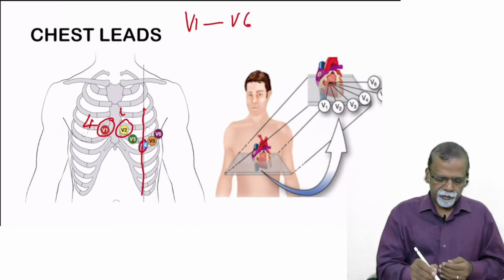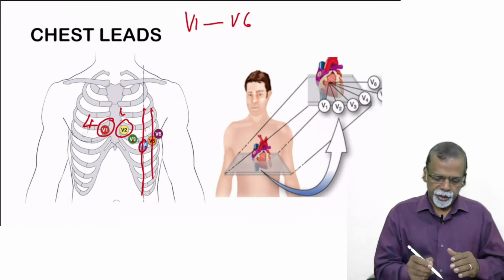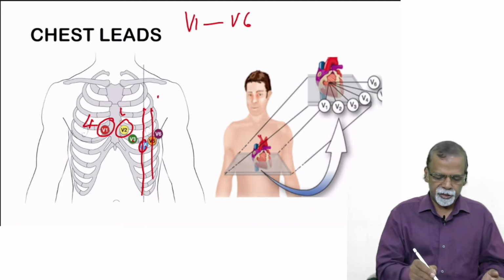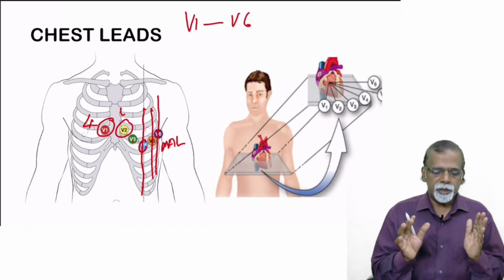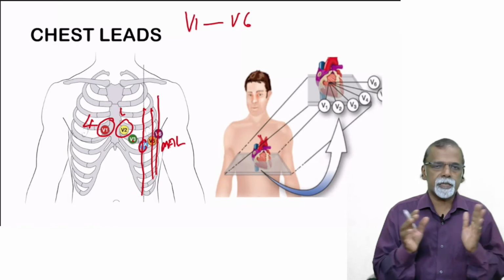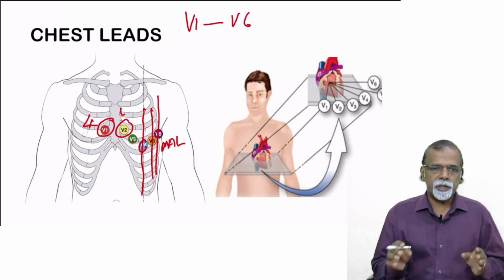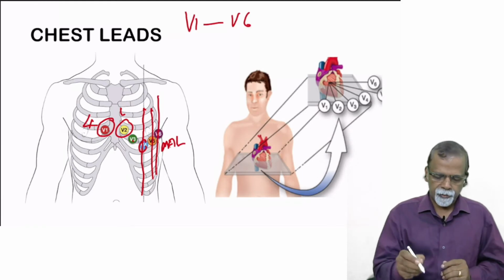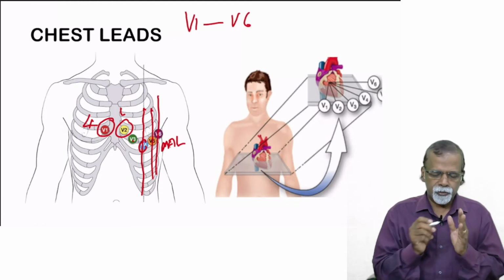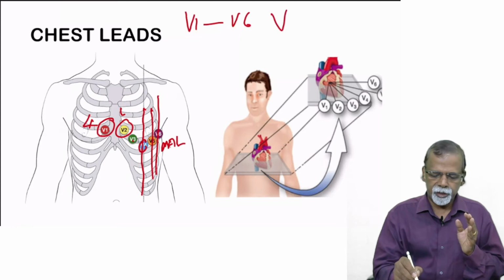V5 is in the anterior axillary line, again in the fifth space, and V6 is in the mid-axillary line. So these are the routine chest leads for a standard electrocardiogram. In certain situations, you ask for special leads. So two of them you should remember: V3R and V4R.